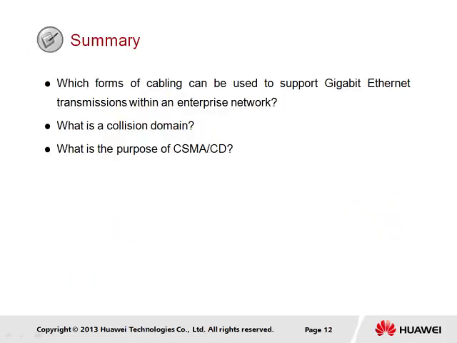In summary of the topics covered then, we ask here, which forms of cabling can be used to support gigabit Ethernet transmissions within an enterprise network? Well, Ethernet twisted pair cables of Cat5e and greater, as well as fiber optic cables that support the 1000Base standard or higher, can be used to support the transmission rates within the gigabit range.